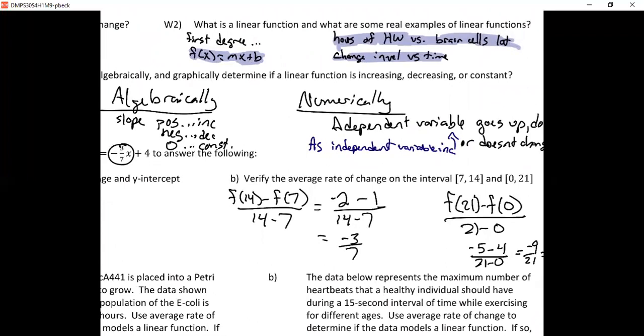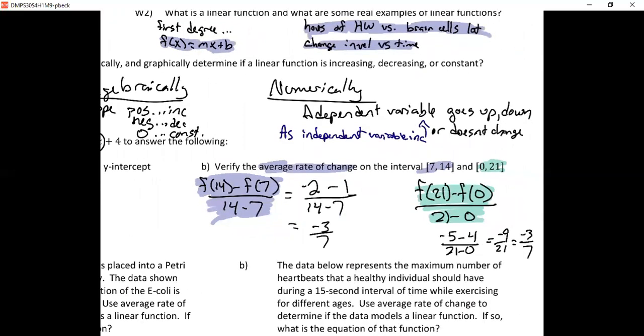So f of 14 minus f of 7, average rate of change. The very specific idea that I'm trying to get across here is average rate of change is slope. We've talked about that numerous times in class, outside of class, in the homework, etc. So our average rate of change on the interval from 7 to 14 would be that expression, which does turn out to be negative 3/7. And then we have the interval from 0 to 21. There would be f of b minus f of a over b minus a, which once again, when you simplify it, goes down to negative 3/7 as well.